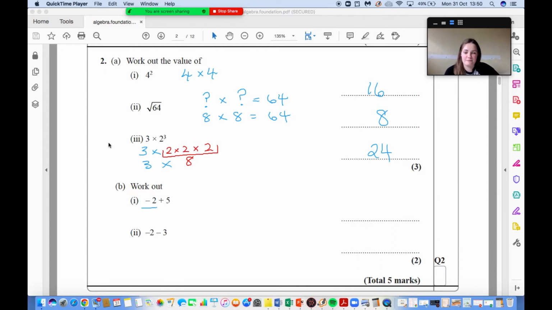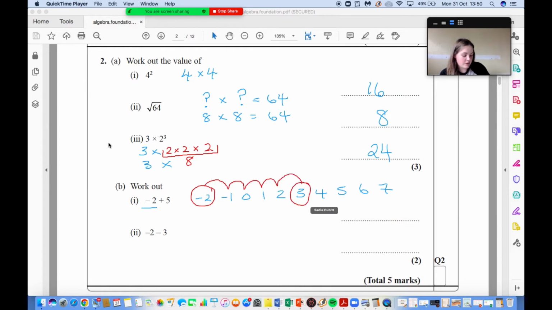Okay, so if I draw a little number line, minus 2, minus 1, 0, 1, 2, 3, 4, 5, 6, 7, just to be clear. So you're at minus 2 and you're adding in 5. 1, 2, 3, 4, 5. Okay, so you've got £3. Or 3. Okay, so you could do another example where it's minus 2 degrees outside, and as it heats up by 5 degrees, you end up at 3 degrees.